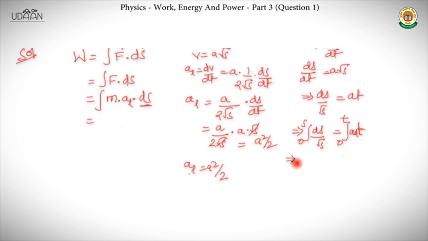And in the next step we can directly get this as 2 into under root s, so s is equal to a t. And here, s is equal to a square t square by 4.